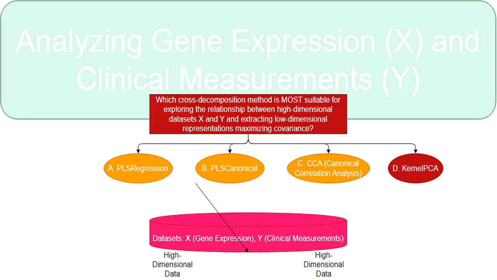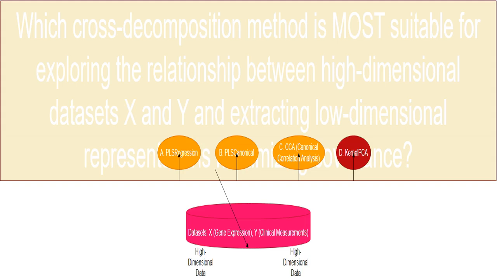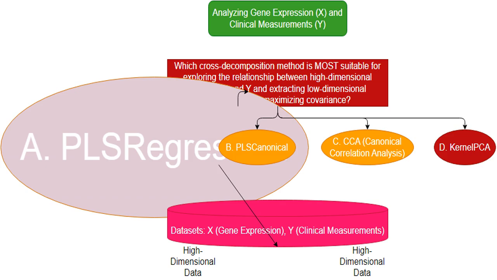PLS regression is a good option. It finds linear relationships between X and Y and predicts one from the other, maximizing their covariance. PLS canonical is another great candidate. It's like PLS regression, but it focuses on maximizing correlations between the underlying factors extracted from both datasets. Canonical correlation analysis, CCA, directly aims to find the linear combinations of variables in X and Y that have the highest possible correlation. It's excellent for finding relationships between paired datasets.